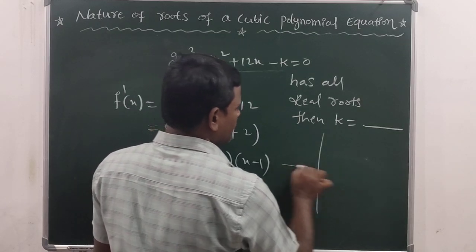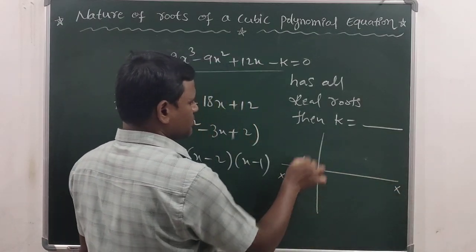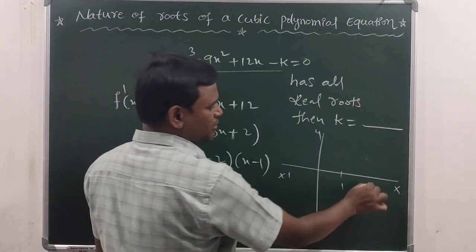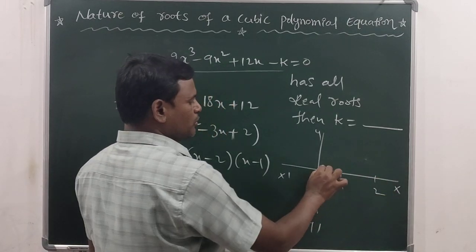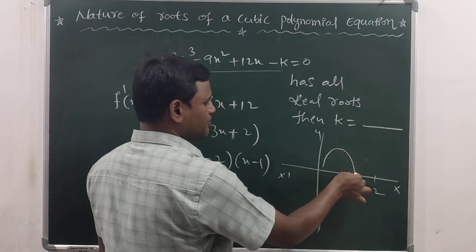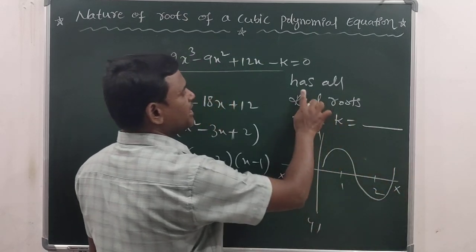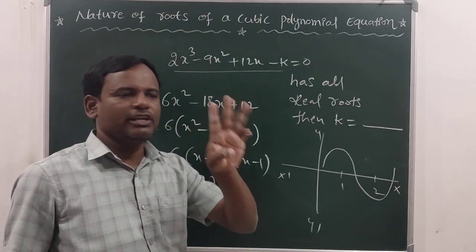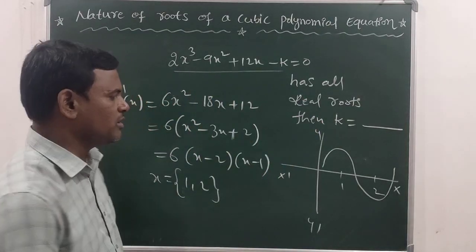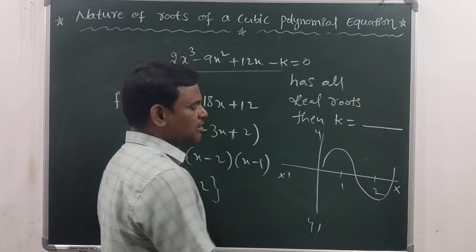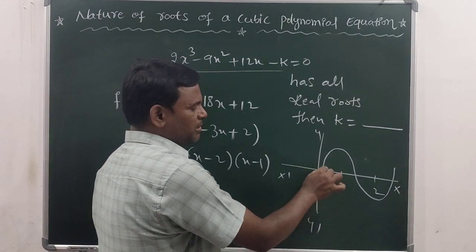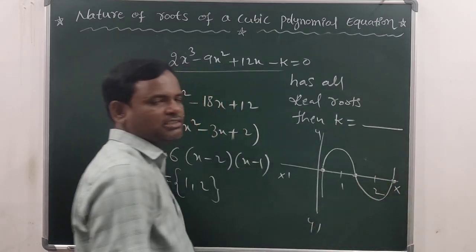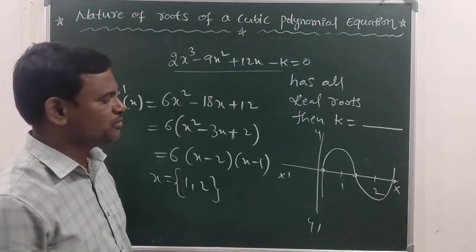Now draw the diagram for this. At x equal to 1, you may get here. At x equal to 2, you may get here. So your graph would be like this. Because they mentioned it has all real roots, a cubic equation having 3 real roots, your rough diagram will come like this. So, intersecting at 3 places, it goes like this. Here, here, here. Intersecting at 3 places, hence it will get 3 real roots.